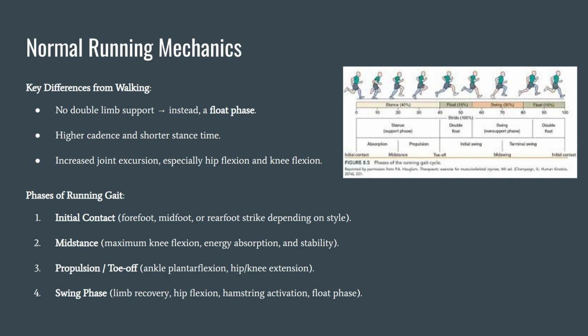Normal running mechanics. Running mechanics differ from walking in three major ways. First, there's no double limb support. Second, stance time is dramatically shorter. Third, joint excursions are larger, particularly at the hip and knee.